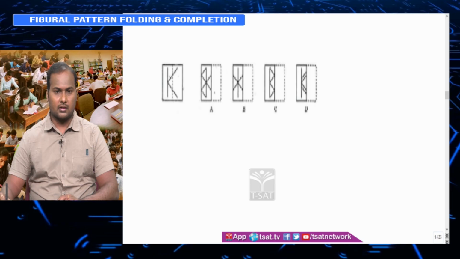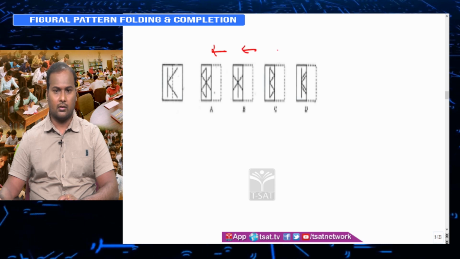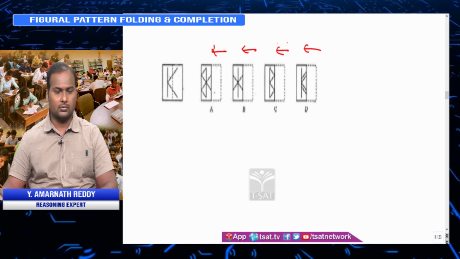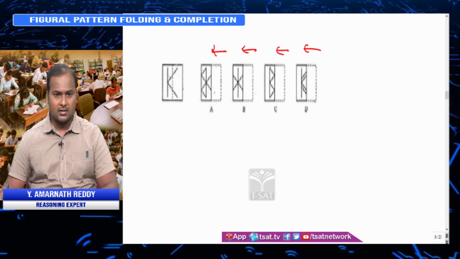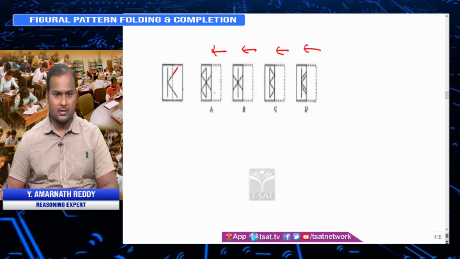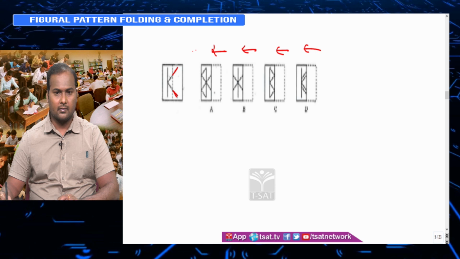In this case, see the first manner of folding is from right to left, right to left, and right to left. Now here, see the lines. These are the lines that are getting folded. See, these are the lines that are getting folded. These red lines are getting folded.